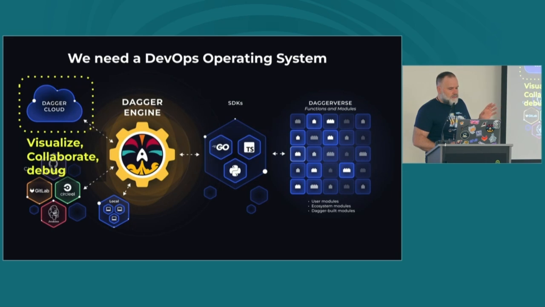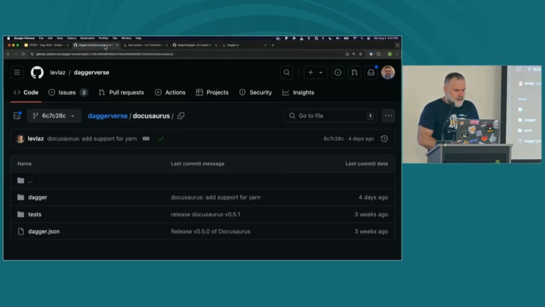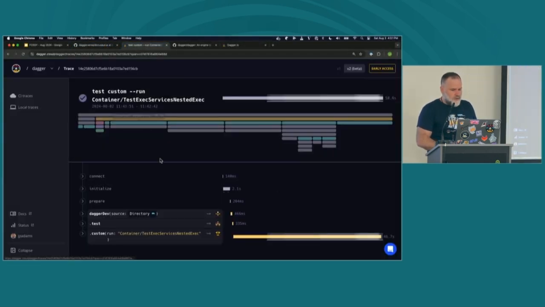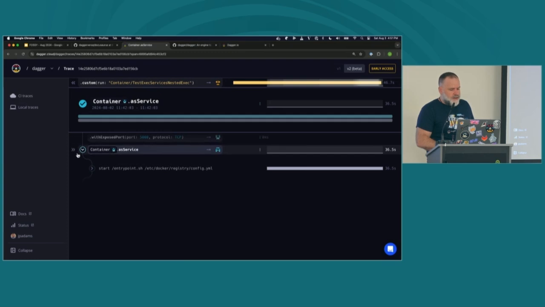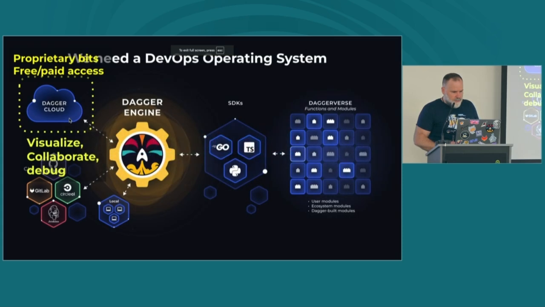And then I'll just mention this super briefly because there's Dagger Cloud for visualizing your stuff. And this is a commercial part of our platform as well. You're more than welcome to use it or not. It's got a free tier, right? It just allows you to dig in and look at your services, pull logs, really debug stuff and collaborate on stuff. But I won't highlight that because it's not really the point of this talk or this conference. So again, that's proprietary, but there's free access.